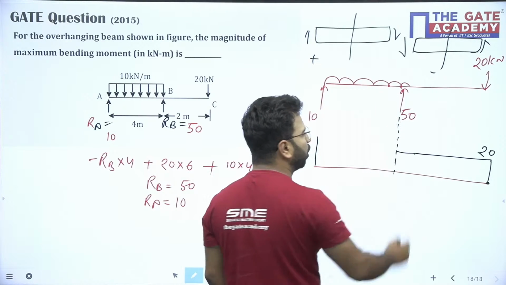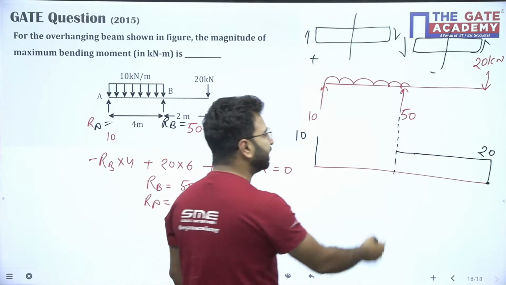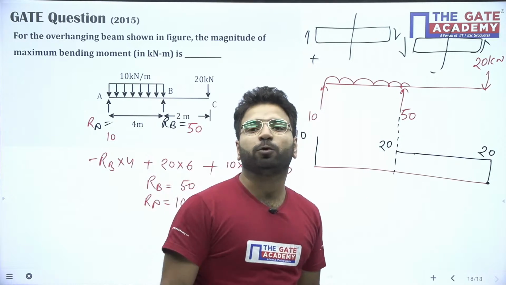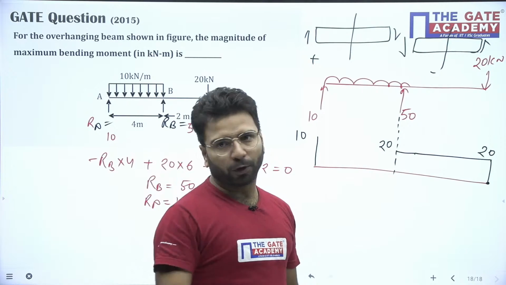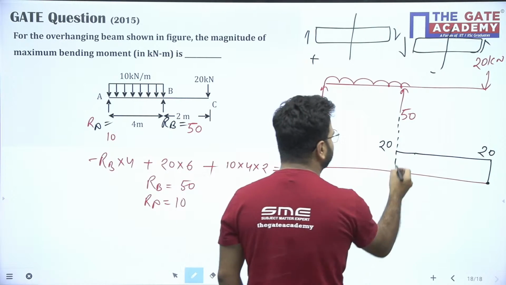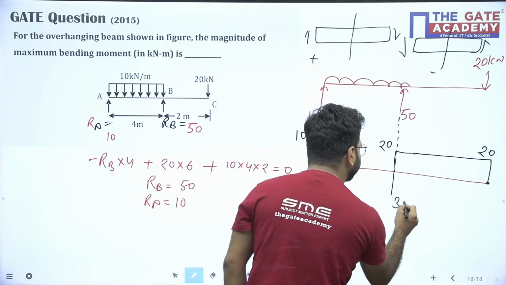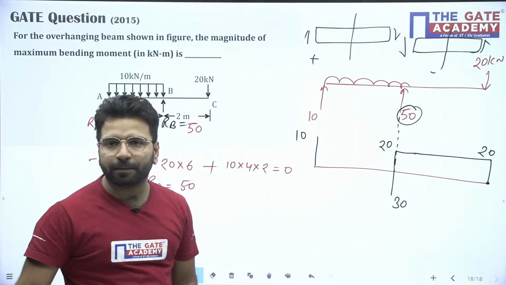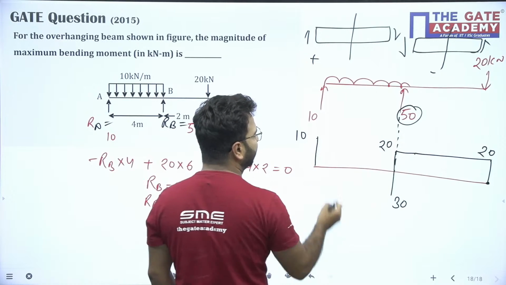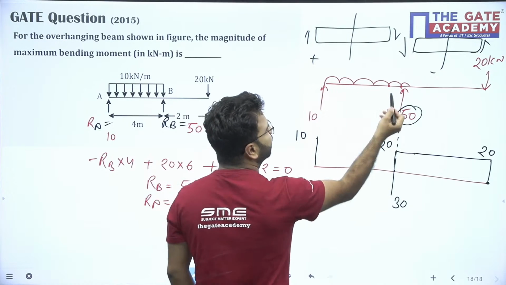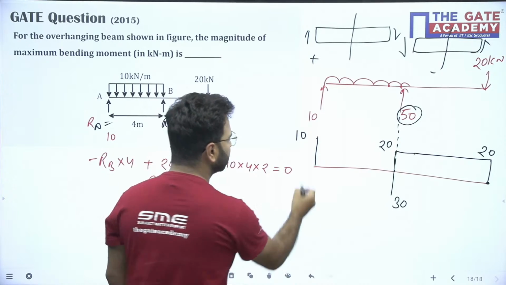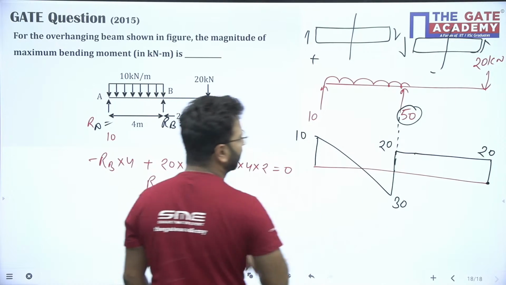Now here the reaction is how much? 50. So 20 is here. Total shear force at support equals the support reaction. So how much remains? It will be 30, because the total is 50. So 20 plus 30 will be 50. And here it will be 10. Now what will you do? UDL is there. If UDL is there, the shear force diagram comes triangular.